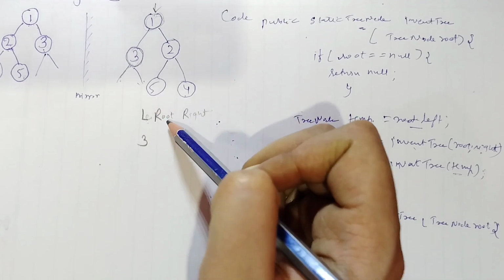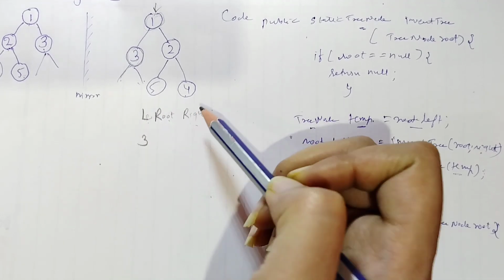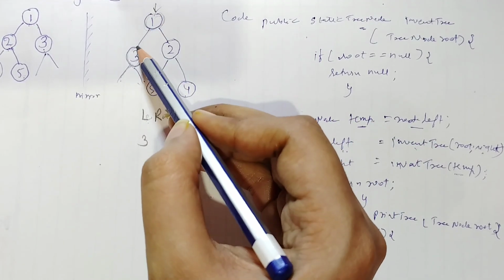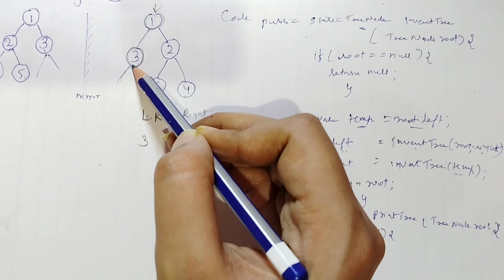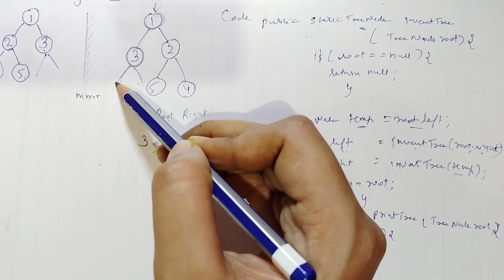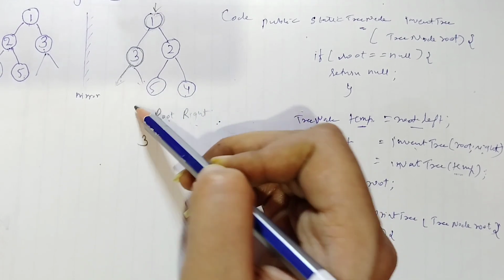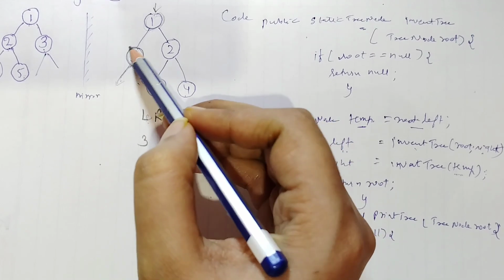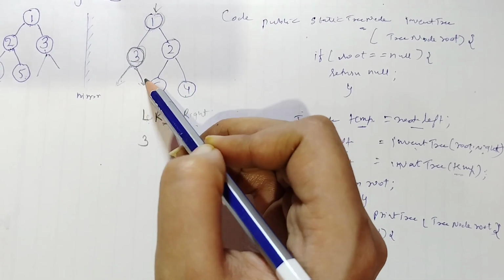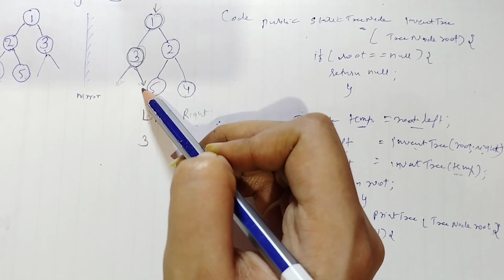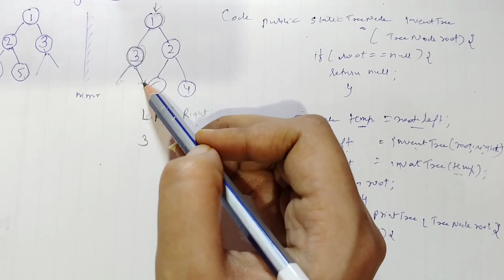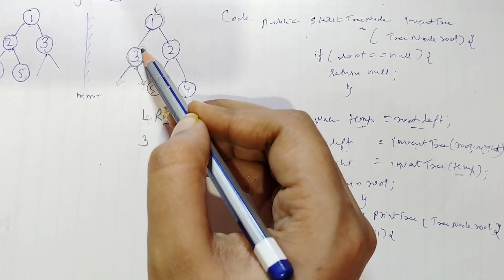First is left, then we have to print our root node, then the right child. So this is our root node. We are going here. This is our left. Then we have to visit left again, but there is no left. That's why we are now printing our root node. Then we will visit our right. Is there any right child? No, there is no right child. So now we will again go from here.